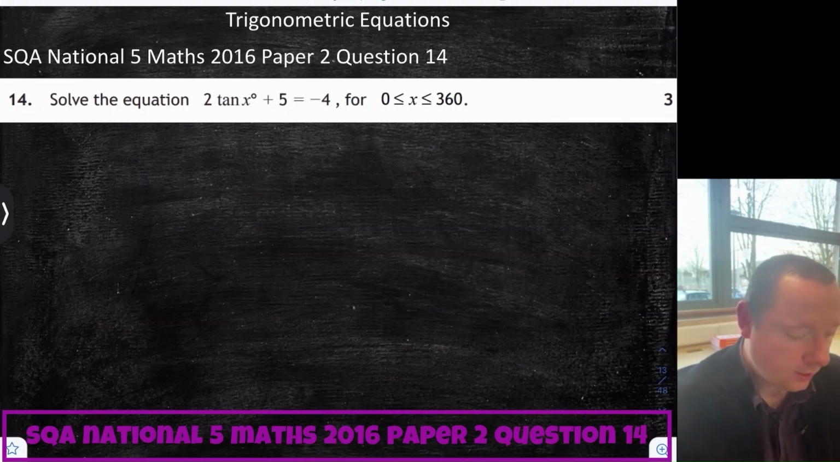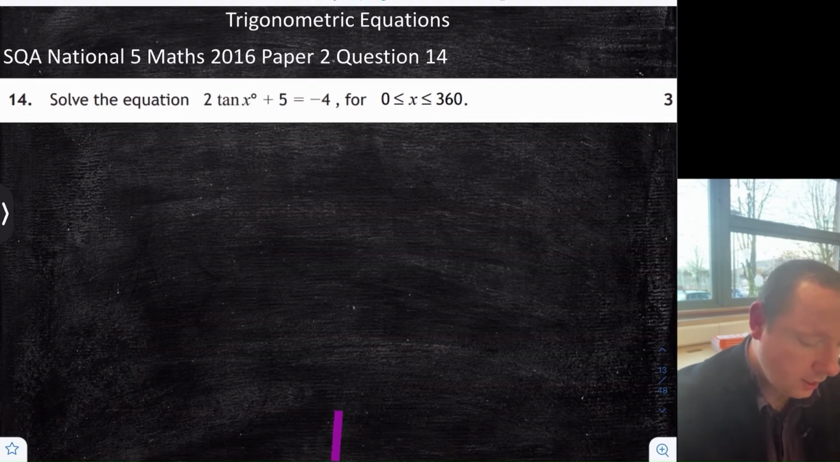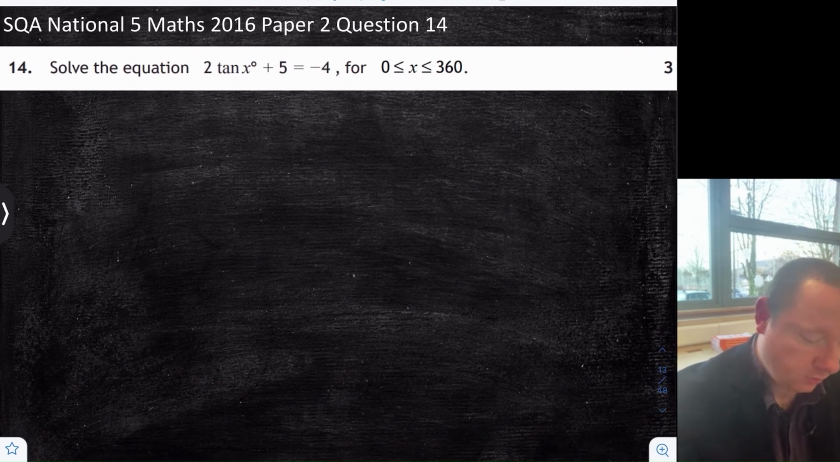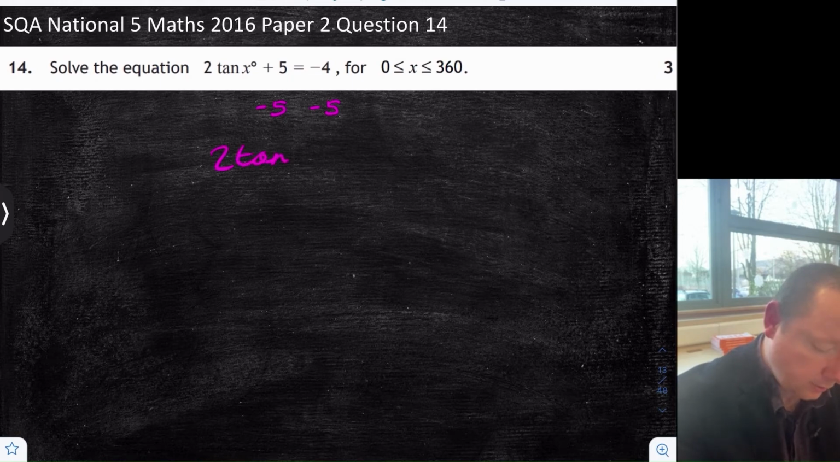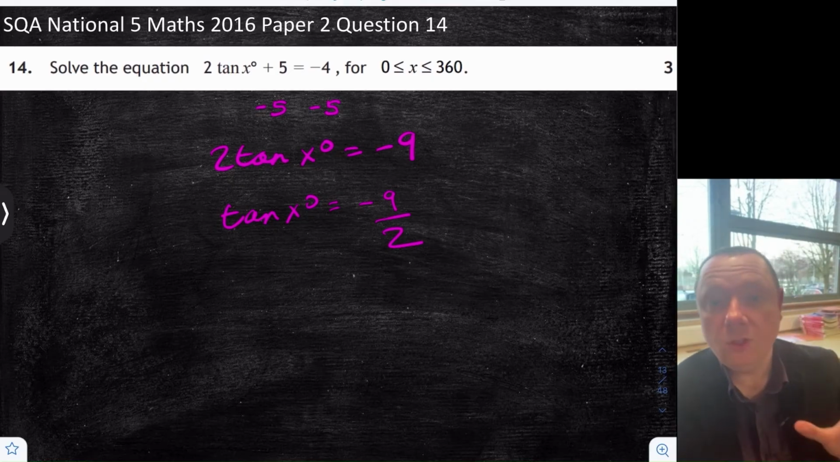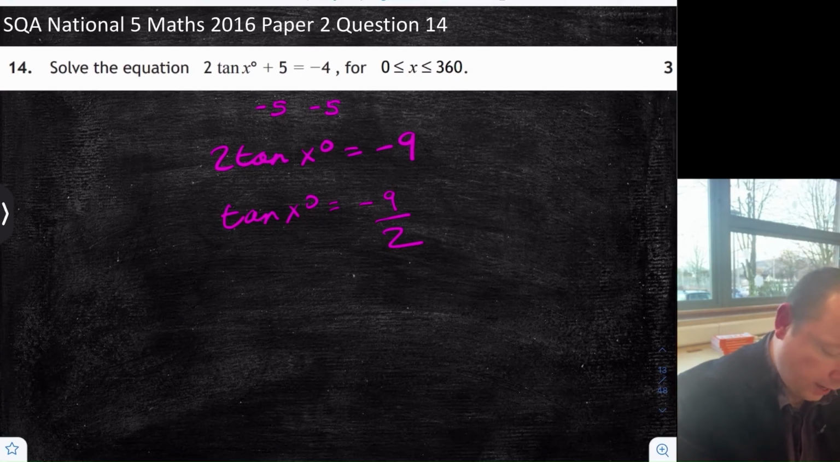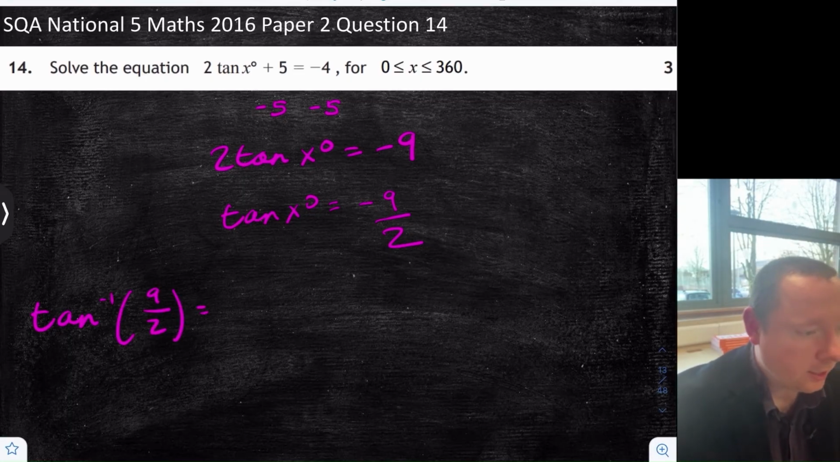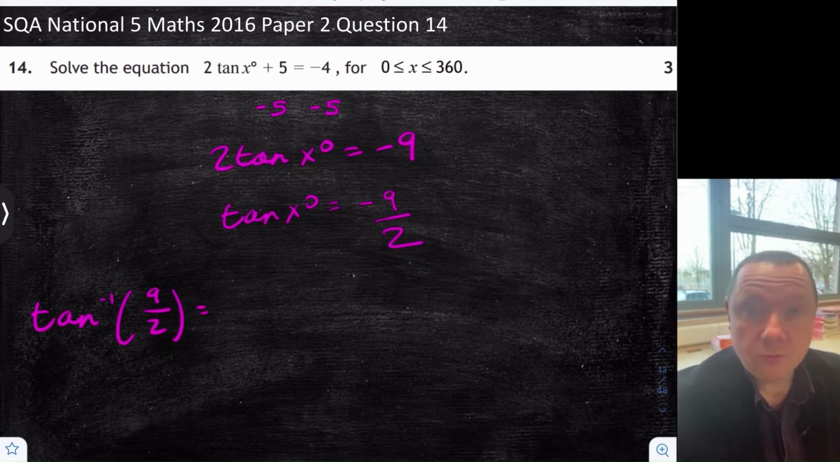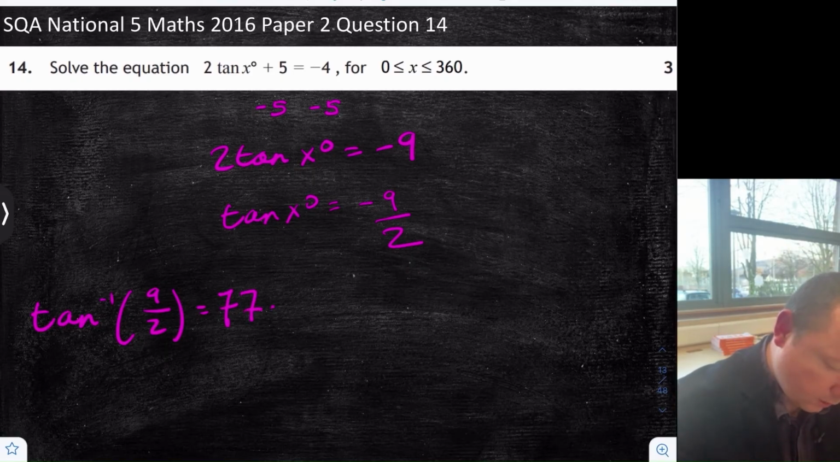Trig equations, SQA National 5 Maths 2016, Paper 2, Question 14. This is 2 tan x plus 5 is minus 4. So I'll take away 5 from both sides to start with to get 2 tan x degrees is negative 9. Divide through by 2 to get negative 9 over 2. So now we never do the inverse tan of a negative, or inverse cos or sine. We just do it of 9 over 2, but then pick the correct ones. So don't write x equals, just do the inverse tan of 9 over 2 at the side and work out what that is using a calculator. I get 77.47 or 77.5 to 1 decimal place.